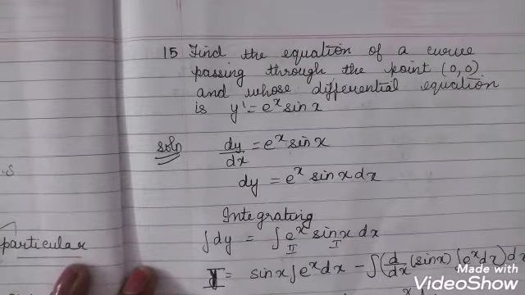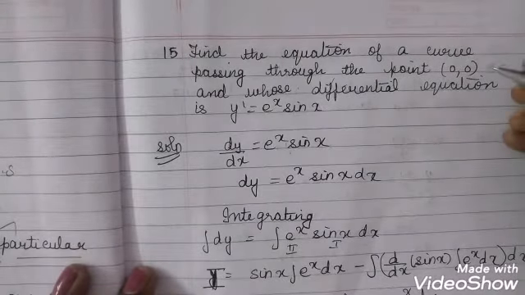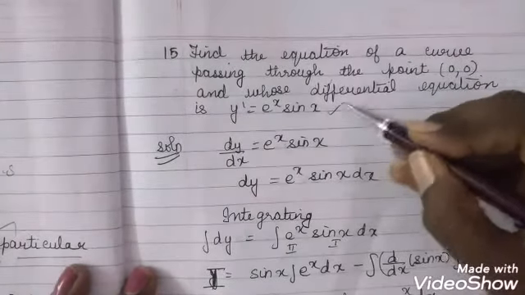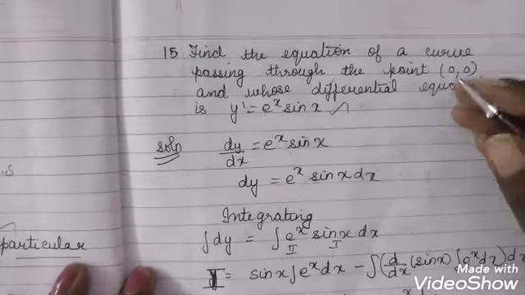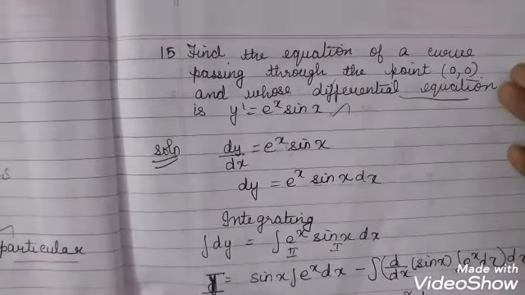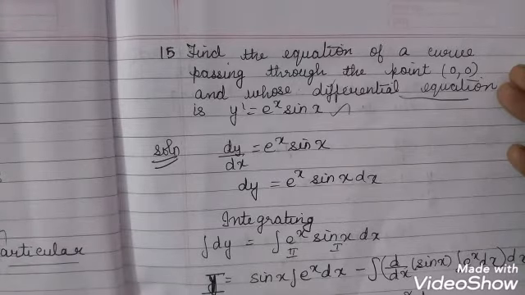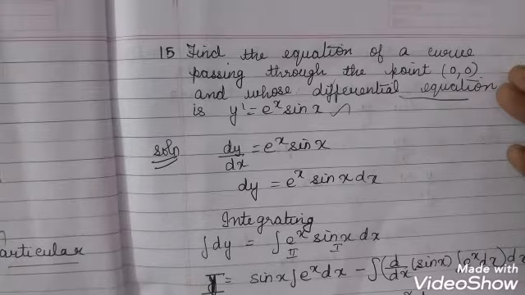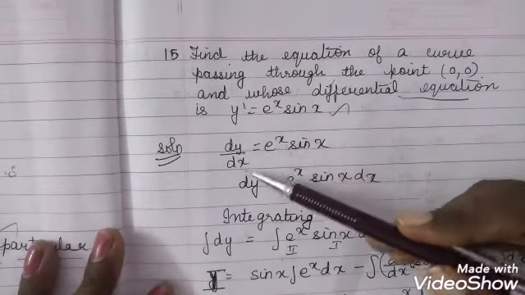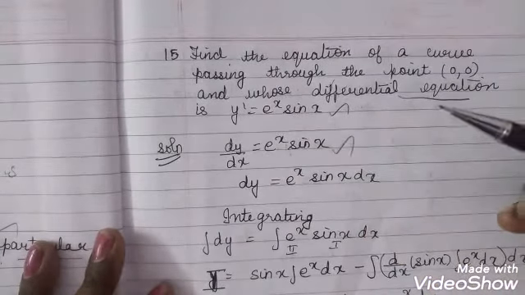The 15th question: find the equation of a curve passing through the point 0, 0 and whose differential equation is y dash is equal to e power x into sin x. Okay, so it's clearly given in the question. I'll have to find out the equation of a curve passing through the point 0, 0 and whose differential equation is y dash is equal to e power x into sin x. So I'll have to find out the value of y. So what is given to us here? dy by dx is equal to e power x into sin x.